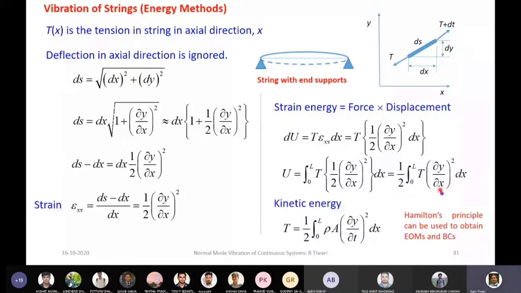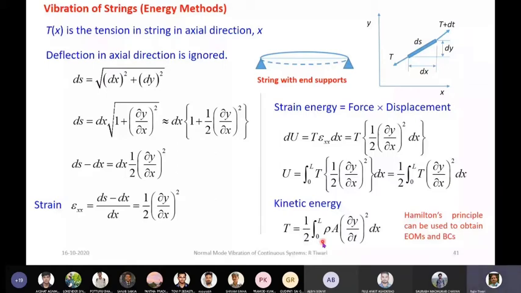Kinetic energy can be written as half, if rho is the density, then rho into A is the mass per unit length. And if you multiply by dx, that will be the mass of the small length of the cable. And this is the velocity squared. So this is the kinetic energy for the whole system when we integrate from 0 to L. So we have the potential energy and the kinetic energy.